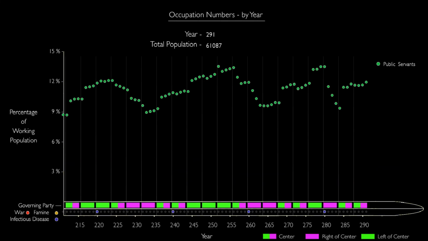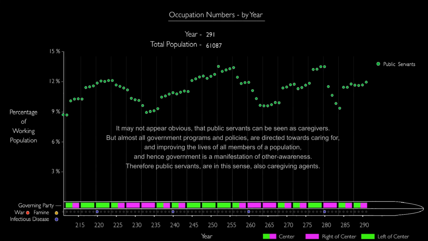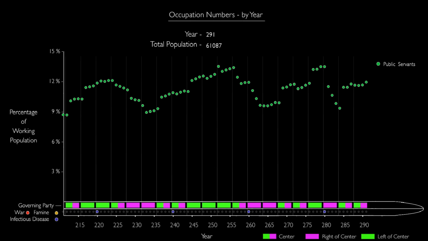Another type of caregiving occupation is that of public servants. It may not appear obvious that public servants can be seen as caregivers, but almost all government programs and policies are directed towards caring for and improving the lives of all members of a population, and hence government is a manifestation of other awareness. Therefore, public servants are in this sense also caregiving agents, and this is supported by seeing the same fluctuating results in the number of public servants corresponding to which political party is in office, and the party's attitude to the size of government.